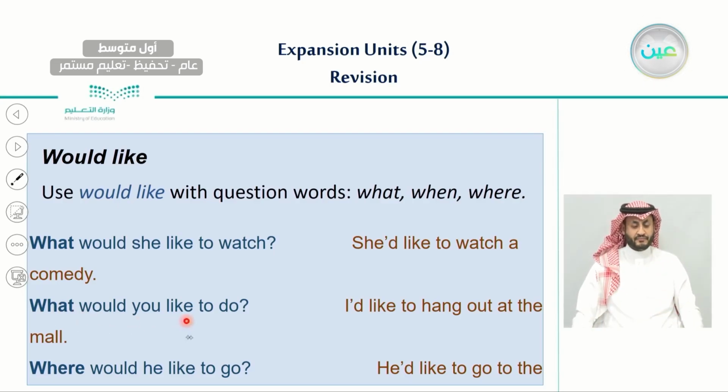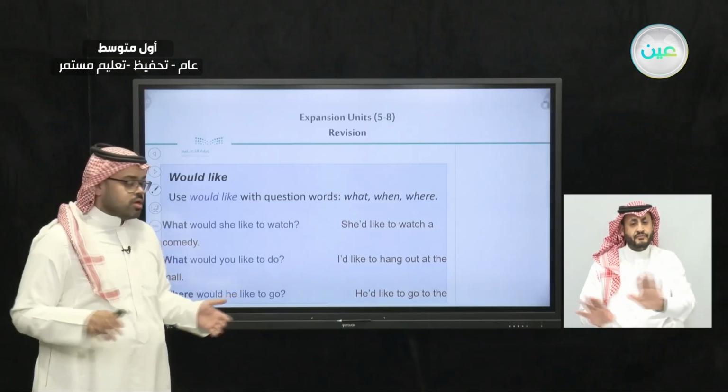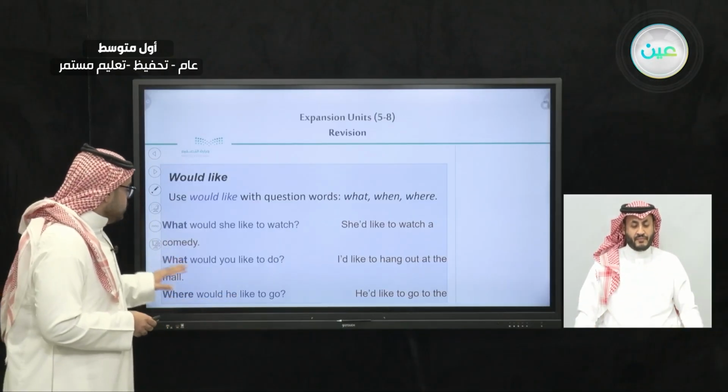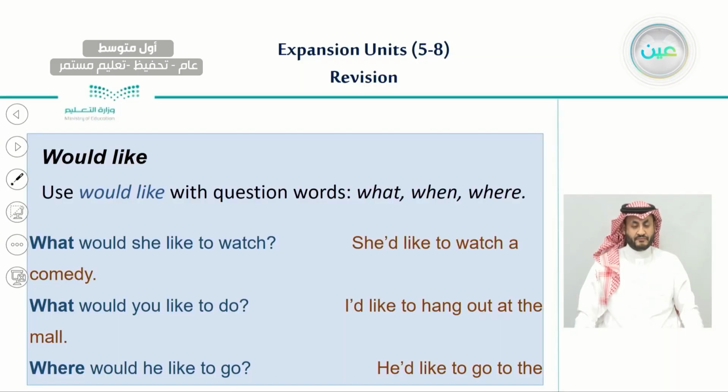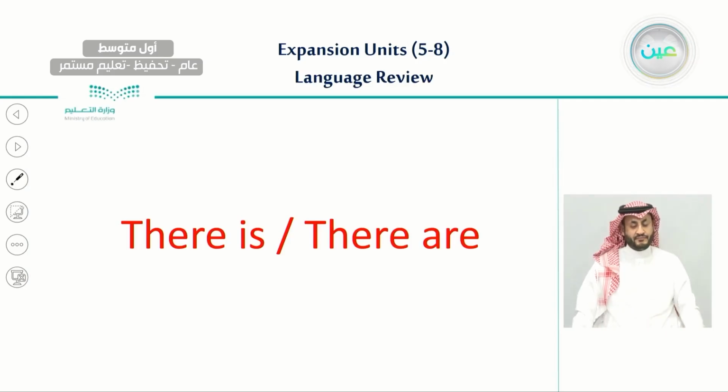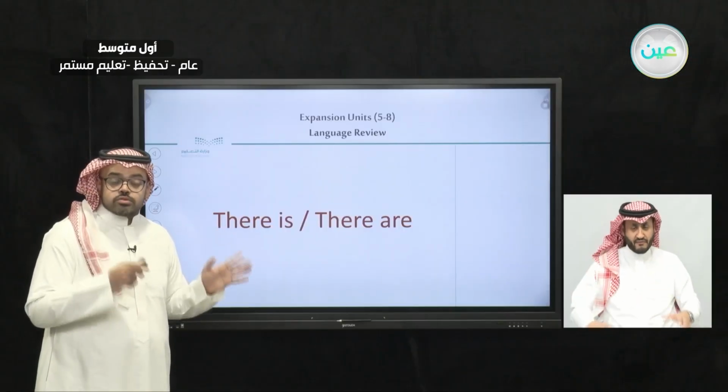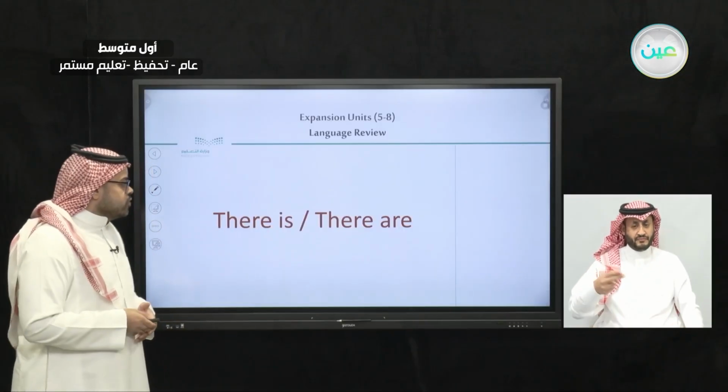Also, what would you like to do? And here notice that whether the subject is she, or you, or he, nothing changes in the question. So we use would in a question and in an answer the same, without changing anything. So the second one, what would you like to do? I'd like to hang out at the mall. And the third one, where would he like to go? He'd like to go to the supermarket. So here are the answers to this question and the review of using would like.